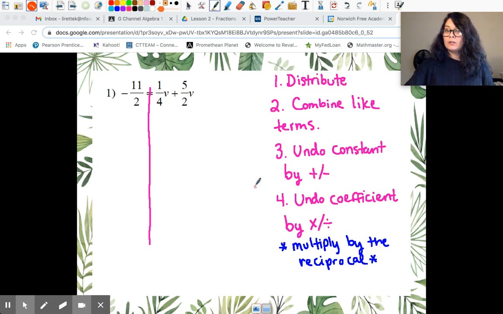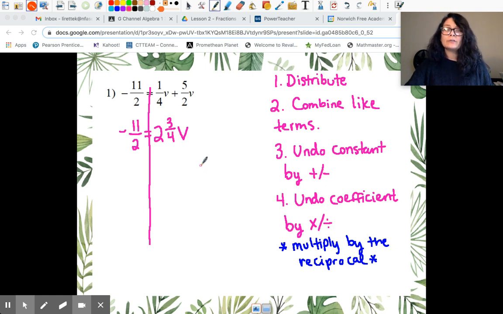So depending on your calculator, it might give you a mixed number, or it might give you an improper fraction. Either is fine. So I'm going to bring this negative 11 halves down, and my calculator is telling me that when I add these two fractions, I get 2 and 3/4 v. Don't forget that that has a variable on it.